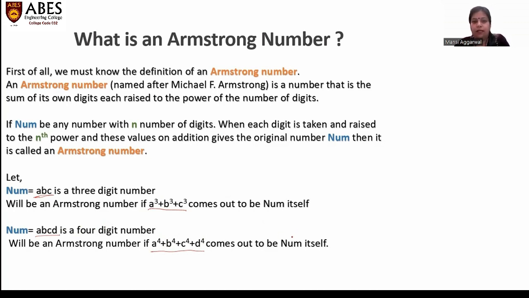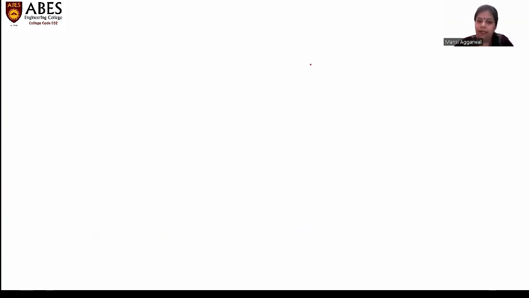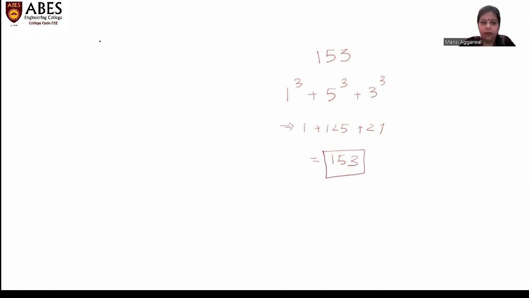Let us try to understand this with the help of some mathematical examples. Let us consider a three-digit number 153. As we know that it is a three-digit number, let us calculate 1 cube plus 5 cube plus 3 cube, which results in 1 plus 125 plus 27, which comes out to be 153, which is the number itself. So 153 is an Armstrong number.